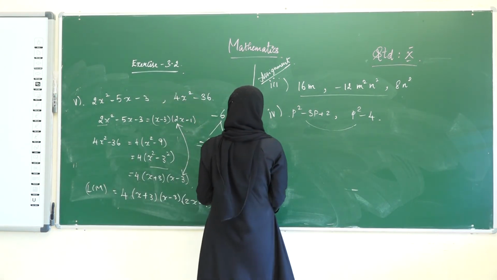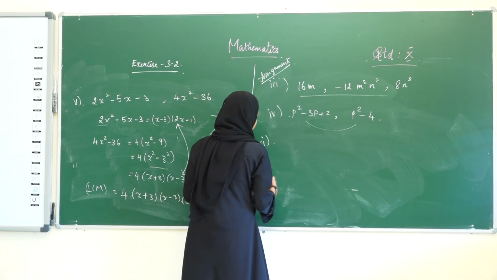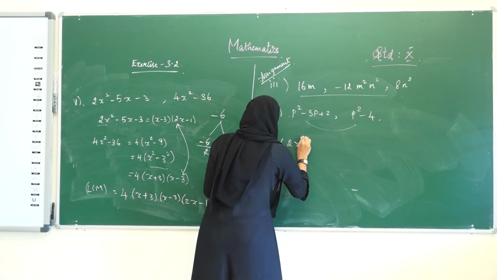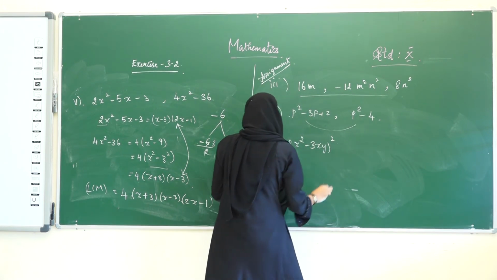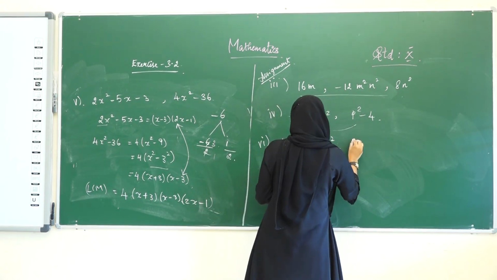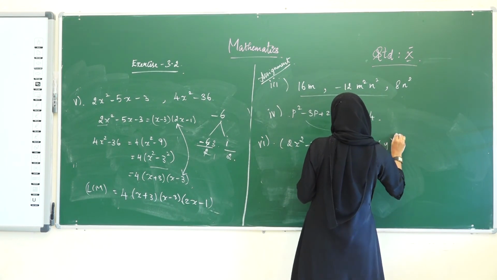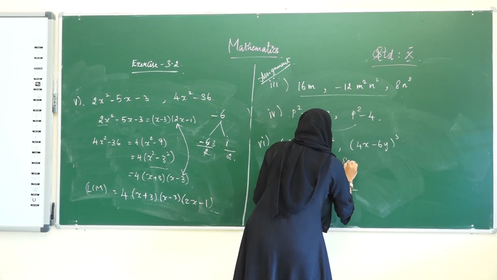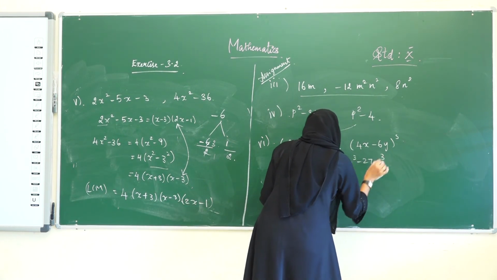Now, let us move on to the last subdivision, that is the sixth subdivision. What is given there? 2x square minus 3xy the whole square, and then the next two terms they have given: 4x minus 6y the whole cube, and the next term 8x cube minus 27y cube.